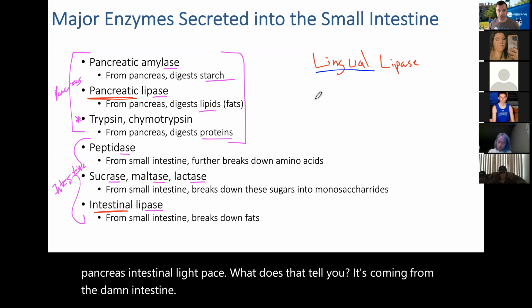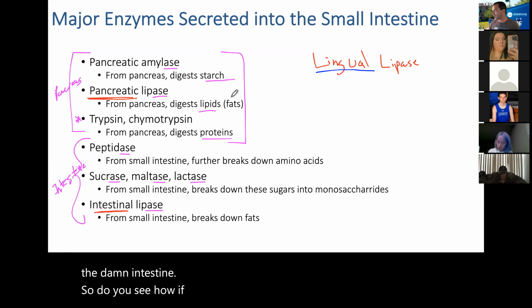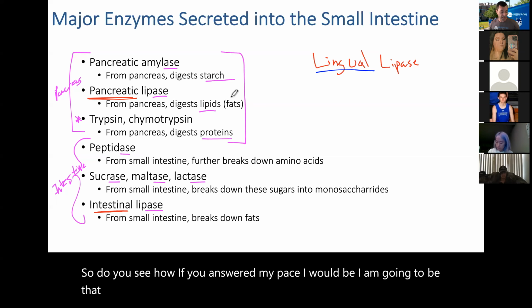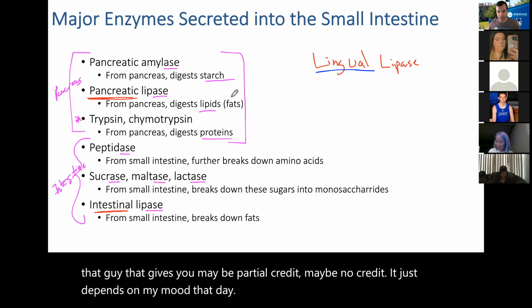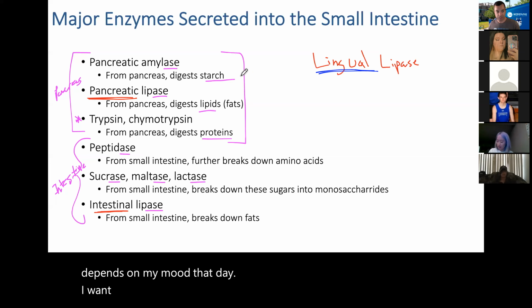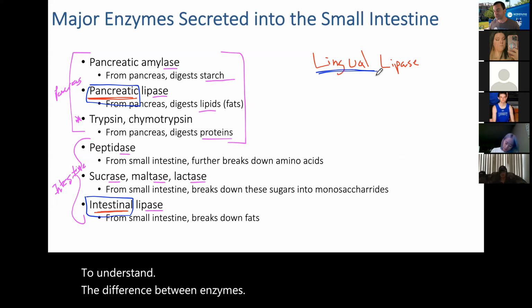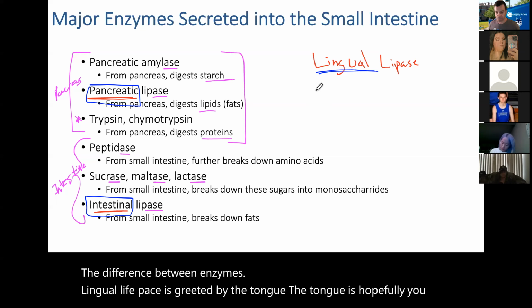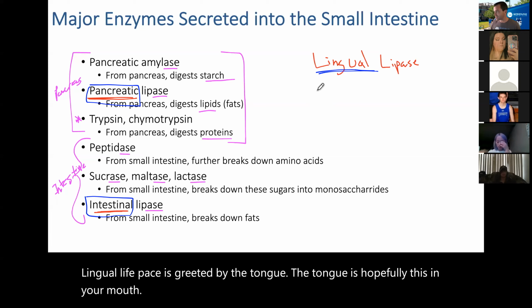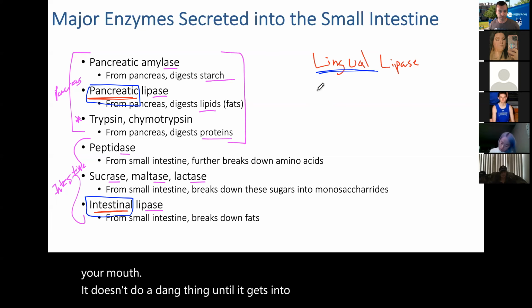Okay, so do you see how if you answered lipase, I am going to be that guy that gives you maybe partial credit, maybe no credit. It just depends on my mood that day. I want you to understand the difference between enzymes. Lingual lipase is secreted by the tongue. The tongue is, hopefully you know this, in your mouth. It doesn't do a thing until it gets into the stomach.